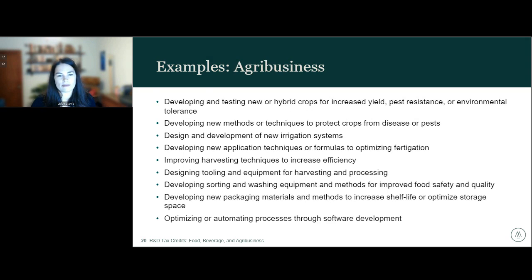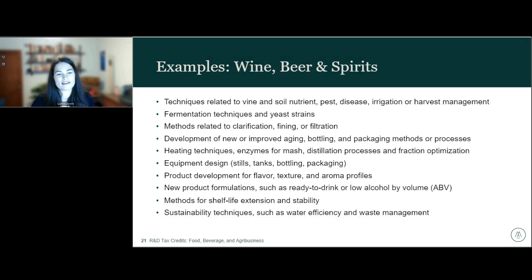Some more examples from agribusiness. Wine, beer, and spirits. Big one we've seen lately is wildfire smoke taint. Thankfully, not as much in the last few years as we did in 2020, but I feel like we all have that sense that it's going to be coming around again every few years, and we're just, fingers crossed, that we can get through the wildfire season without too much smoke damage.